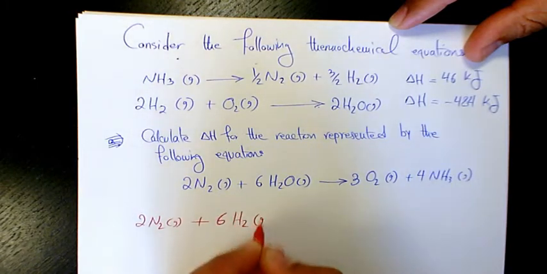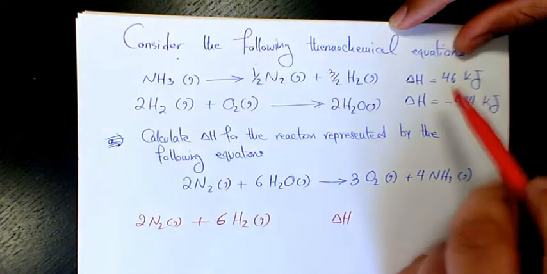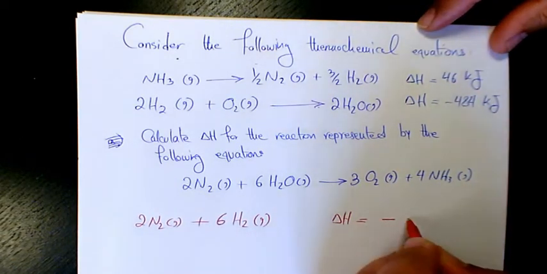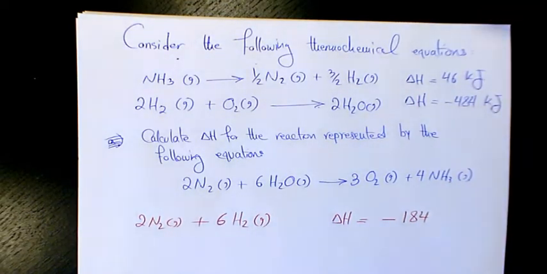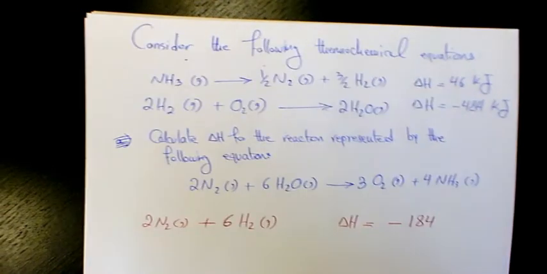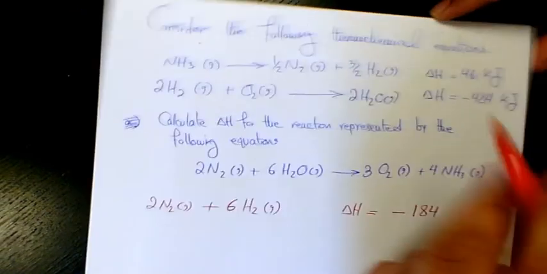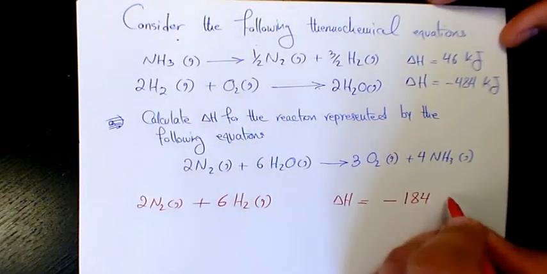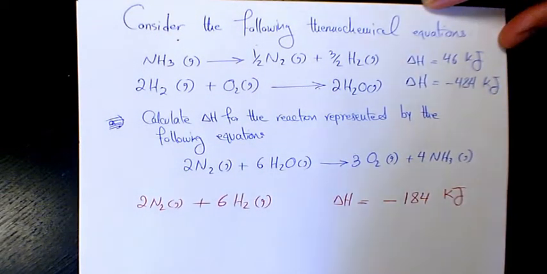6H2 gas phase is going to give us 46 times negative 4, which is going to be negative 184. Check it one more time. 46 times 4 is going to be 184. Yeah. It was positive, so we multiply that by negative 4. So we get negative 184 kilojoules.